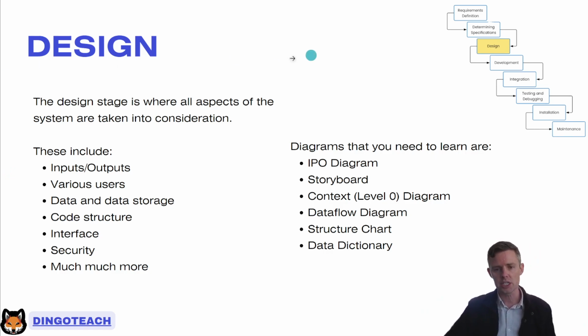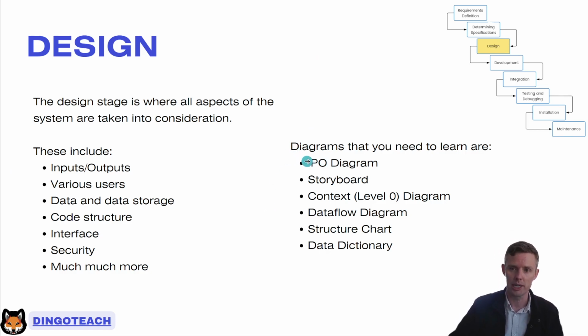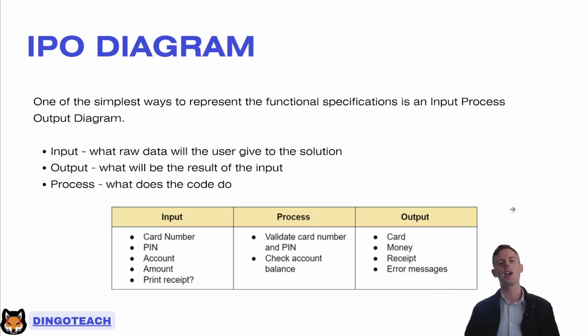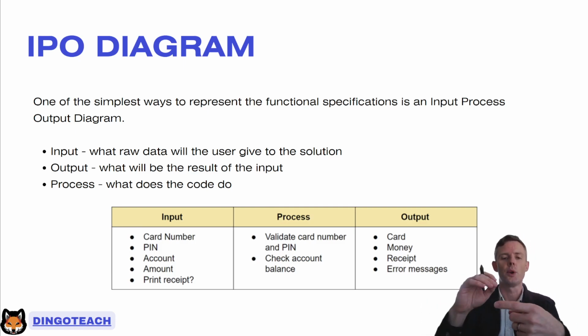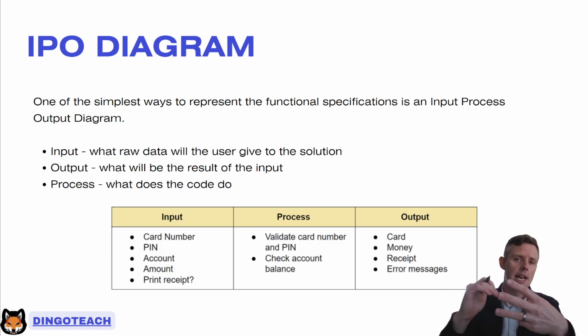So we're first of all going to learn in this video the IPO diagram or table, depending on what you want to call it, and the storyboard to try and keep things as simple as possible. In future videos, we're going to dive into all the other ones. So for right now, let's have a look at the IPO diagram, sometimes called the IPO table for good reasons. IPO stands for input, process, output.